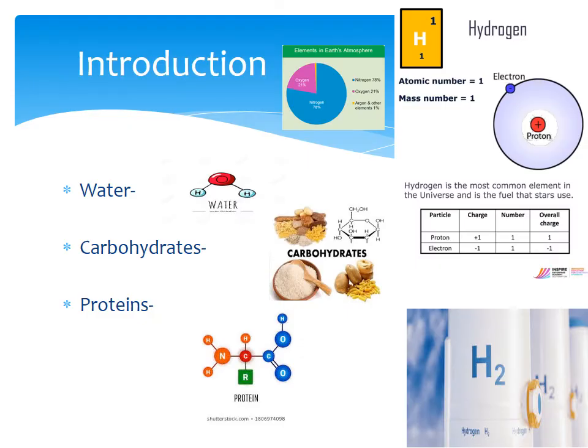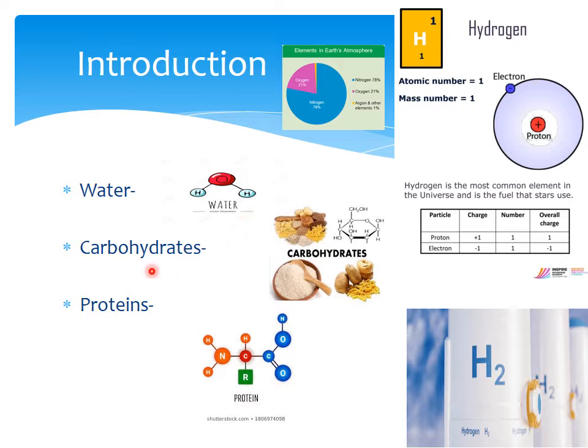Hydrogen is the first element present in the periodic table, and the symbol of hydrogen is H. Its atomic number is 1 and mass number is 1. You all know it has one proton and one electron. And this hydrogen is present in most of the compounds which we have come across in our daily life, that is water, the formula H2O, where two hydrogens are there.